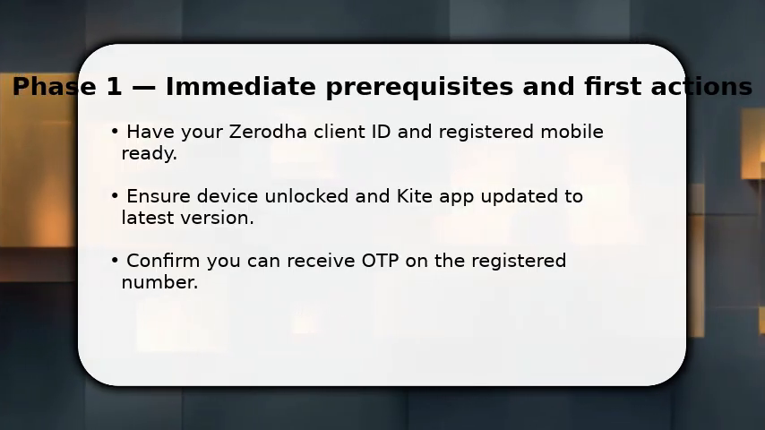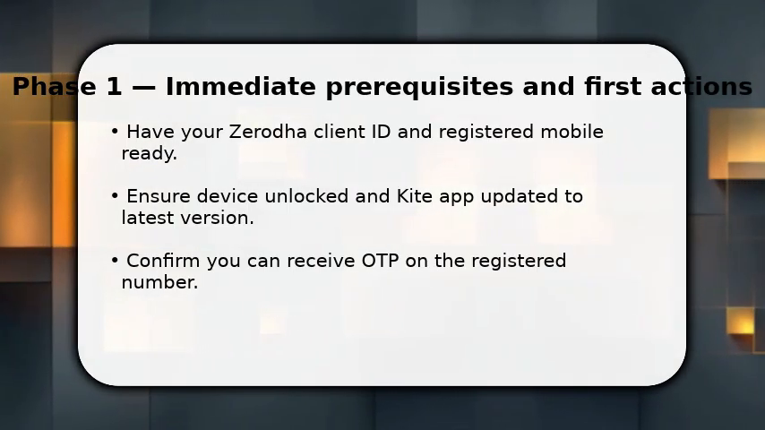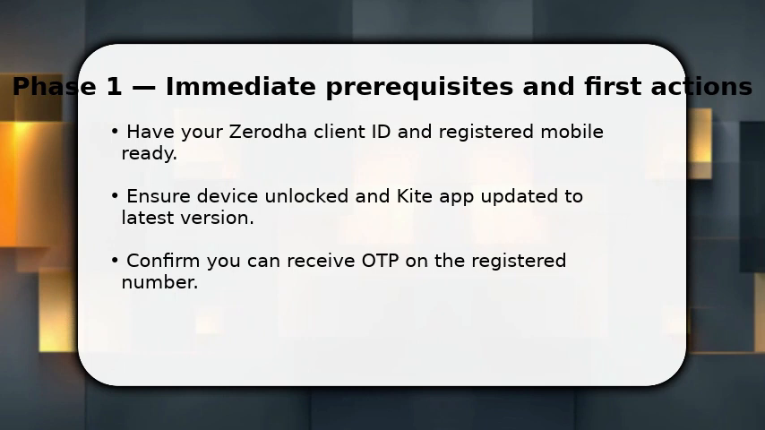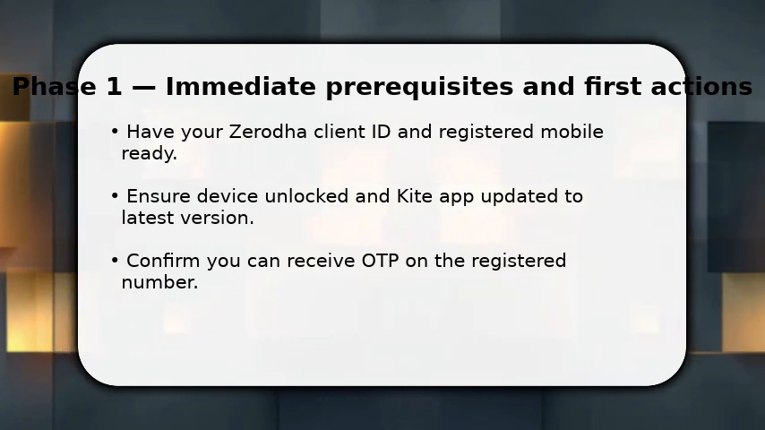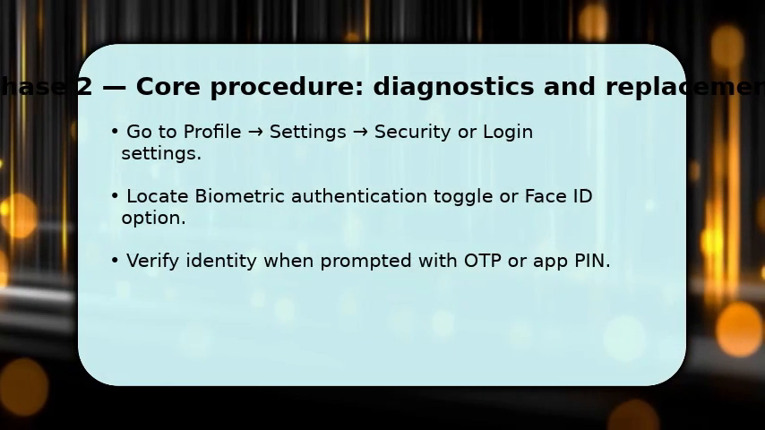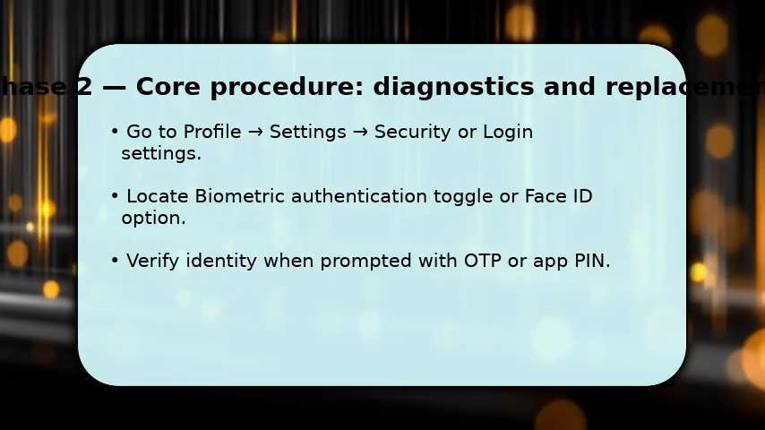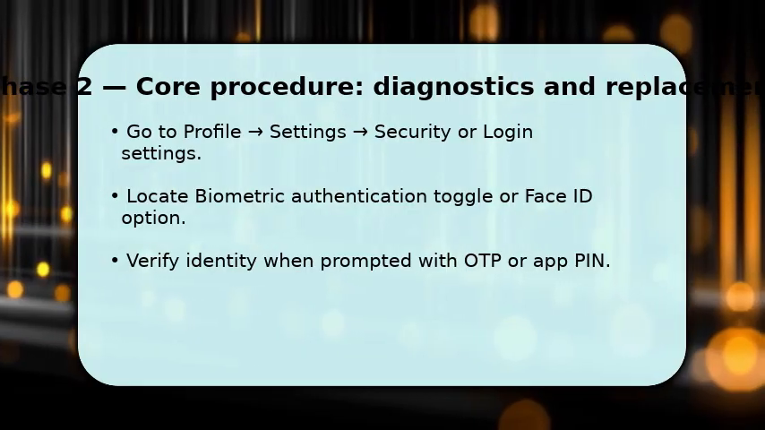Now tap your profile icon to access account controls and get ready to reach the security section where biometric options live. Next, navigate to Profile, then Settings, and open Security or Login Settings. This is where authentication choices are grouped. Locate the Biometric or Face ID toggle.